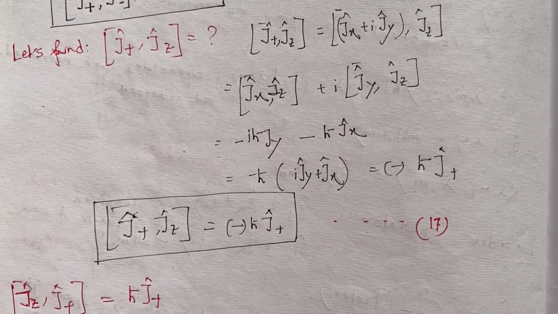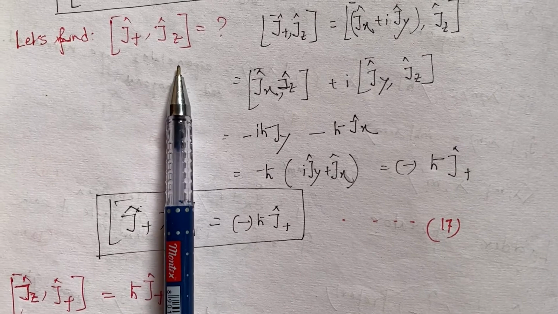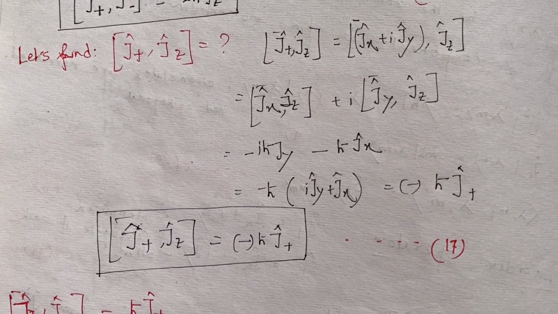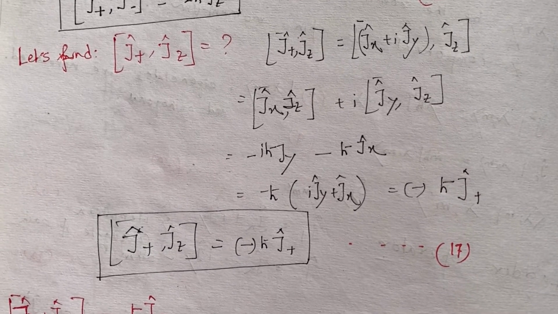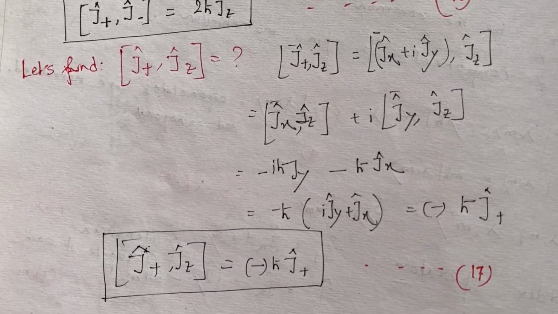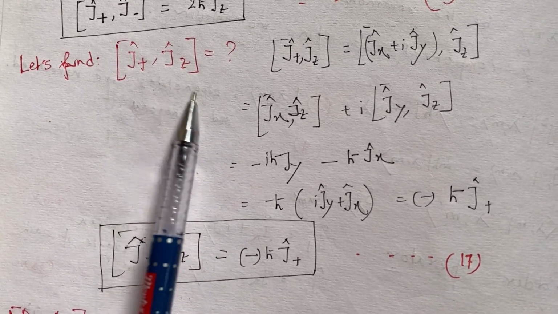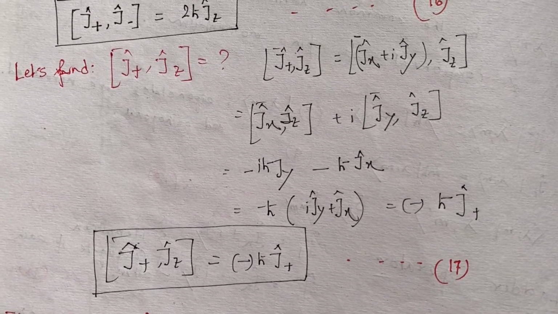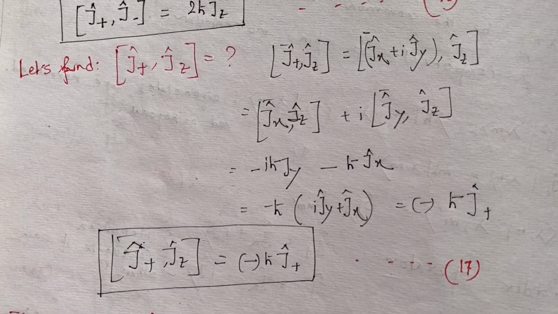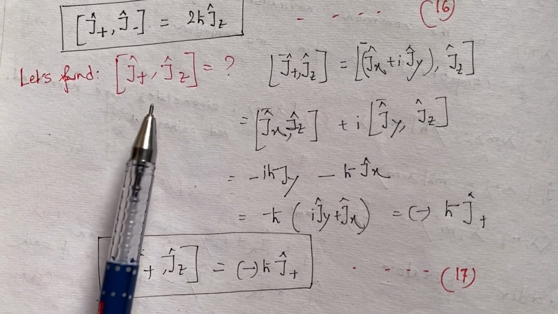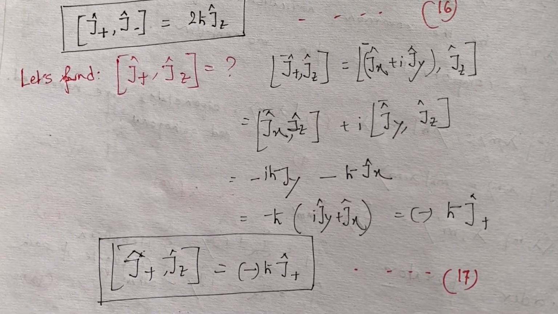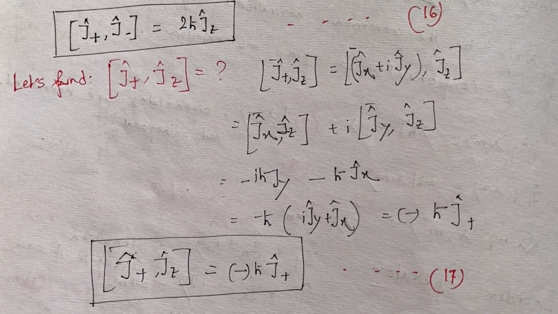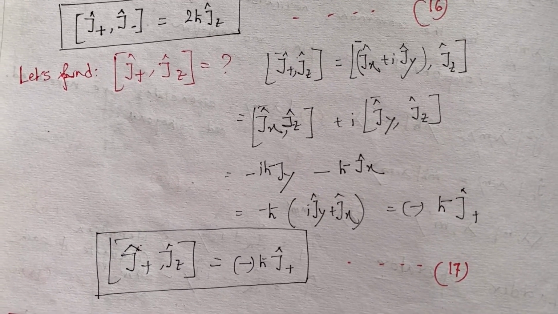Now let's find out these commutation relations of J plus and J minus. I will need these commutation relations for future use in many problems, and sometimes in examinations these commutation relations themselves need to be derived, or maybe in an MCQ we need to choose the correct option, that what is the value of the commutation relation of J plus and Jz, etc., or maybe J plus and J minus. This kind of relation may come in our examination.